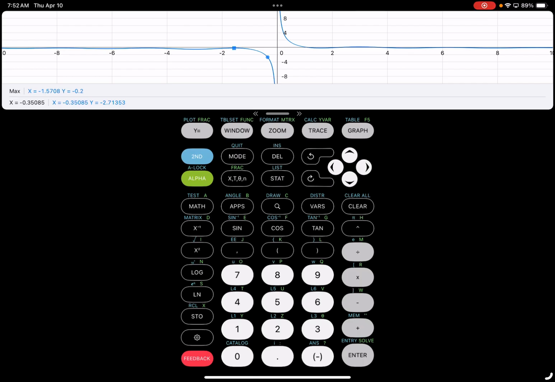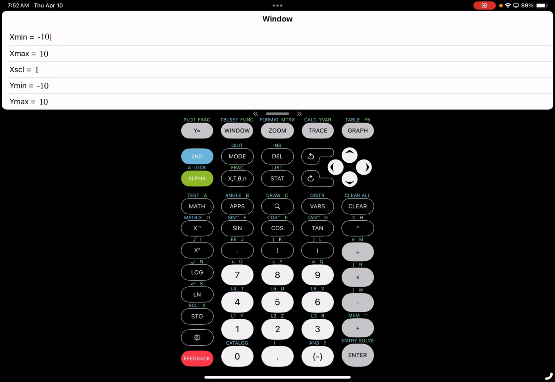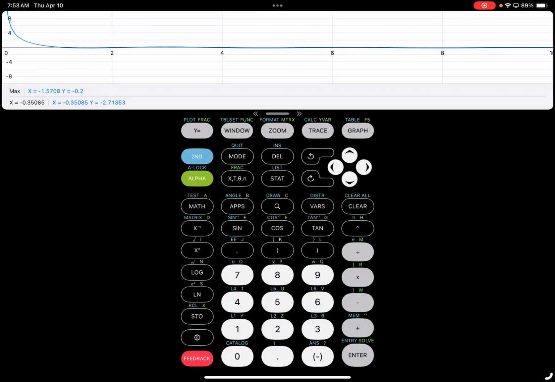So I'm going to go to Window and just set your window from 0 to 10, so that I'm only looking from 0 to 10. And that way 0 is at the left end of your screen and 10 is at the right end of your screen. All right, now, here's the next part. It is really hard to tell where it crosses the x-axis. That's what we're looking for, where the first derivative equals 0. So I'm looking for where this graph crosses the x-axis.